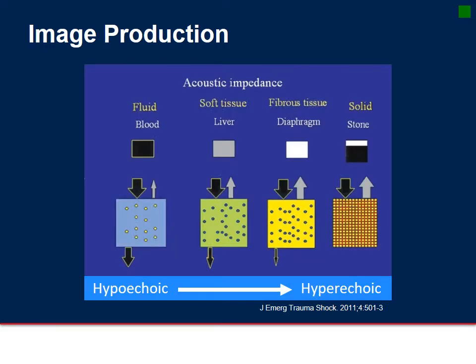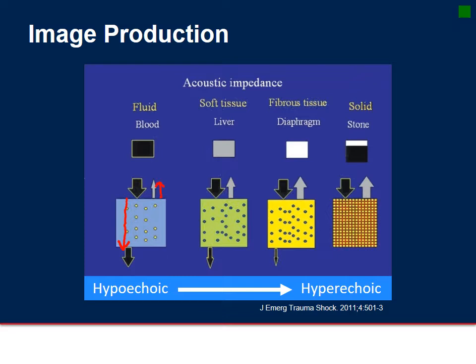In order to better understand how an ultrasound image is made, I want to talk about something called impedance. Impedance is a measure of the resistance of sound as it tries to pass through an object. So for example, blood has a very low impedance and therefore very low resistance to ultrasound waves passing through it. And so you can see that most of the ultrasound waves are able to pass through blood and very little is reflected back to the transducer.